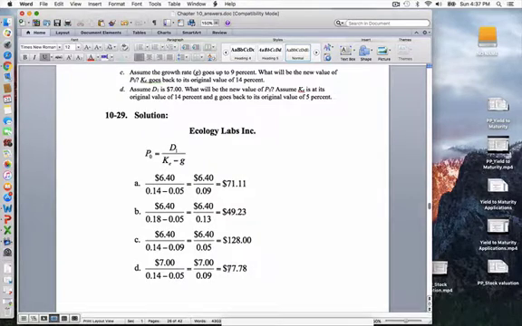So now to summarize what we've learned from this application, we have a direct relationship between the price of the stock and the growth rate. The higher the growth rate, over here 9%, the higher the price. And the higher the original dividend for the first year, D1, the higher the stock price. And an inverse relationship between the price of the stock and the required return. When the required return goes up from 14 to 18%, the price of the stock goes down.